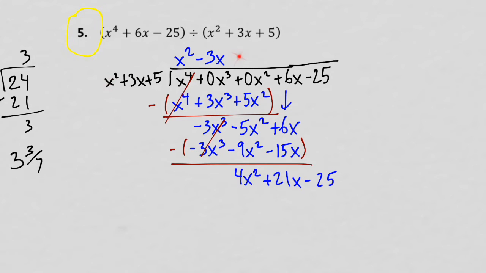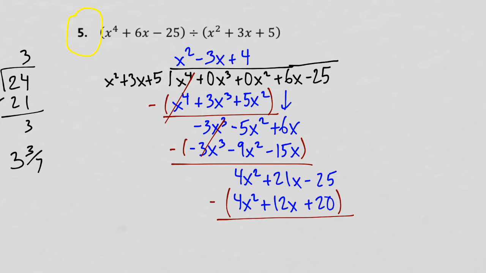X squared times what is 4x squared? That one should be pretty simple. It's just plus 4. Take that 4 and multiply times all three of them. So it's going to be 4x squared plus 12x plus 20. And now what we do is we subtract again.